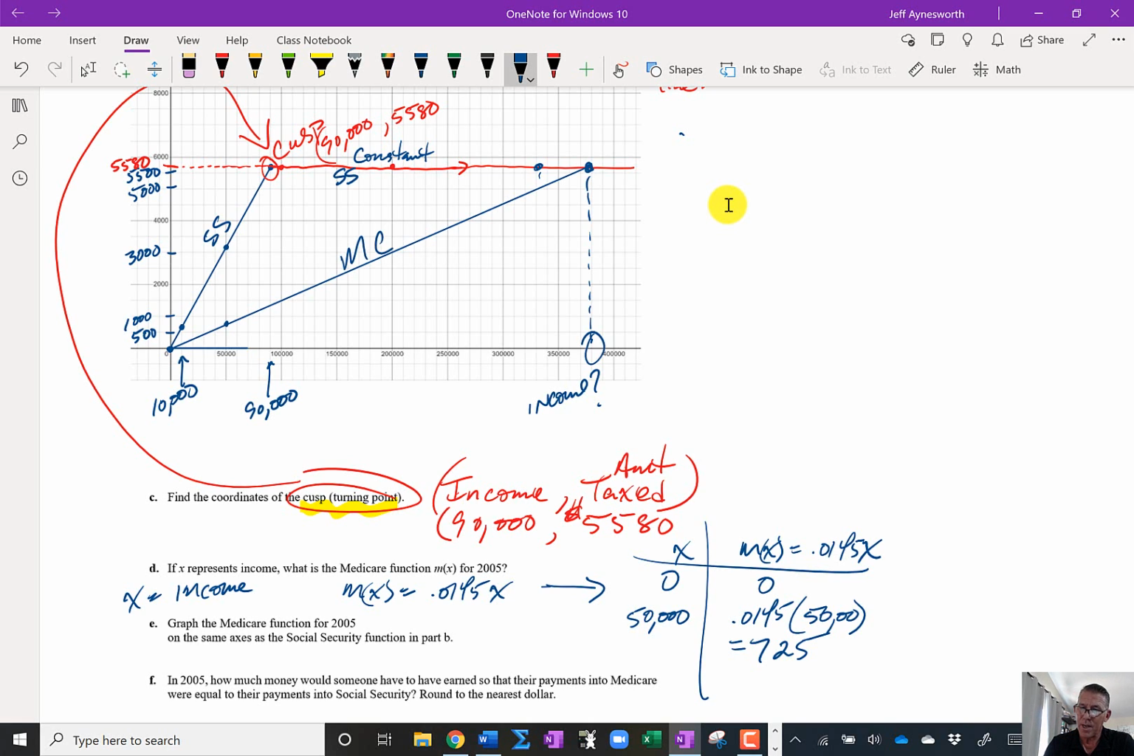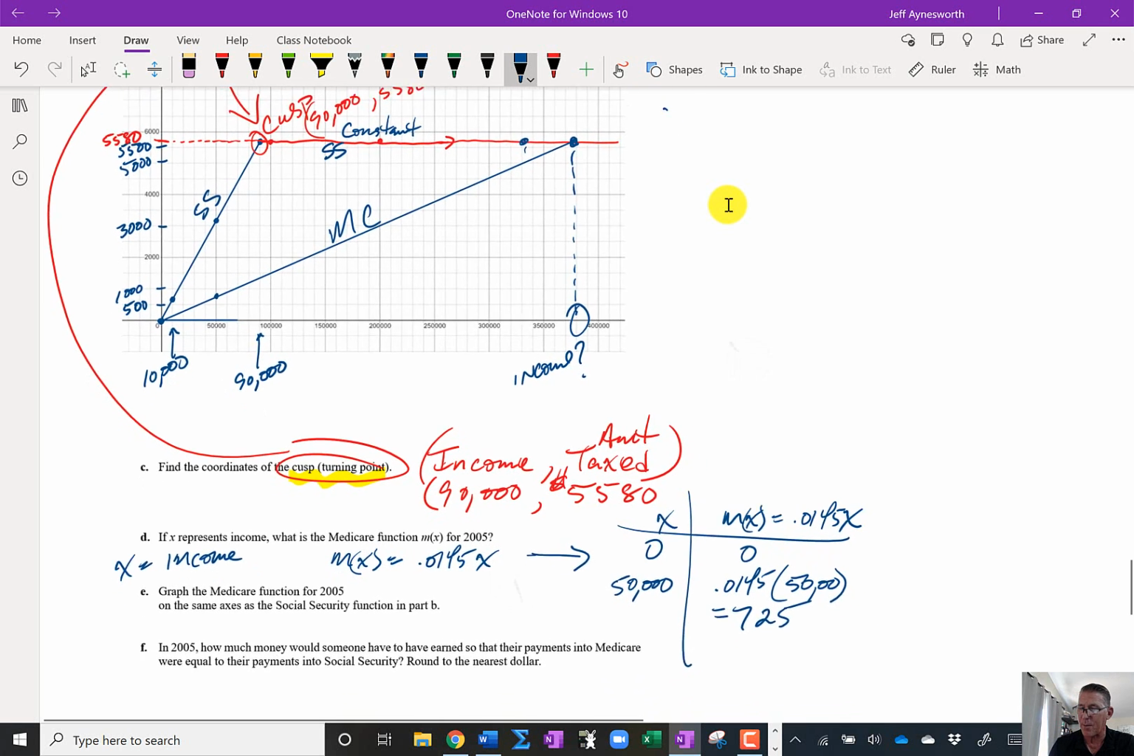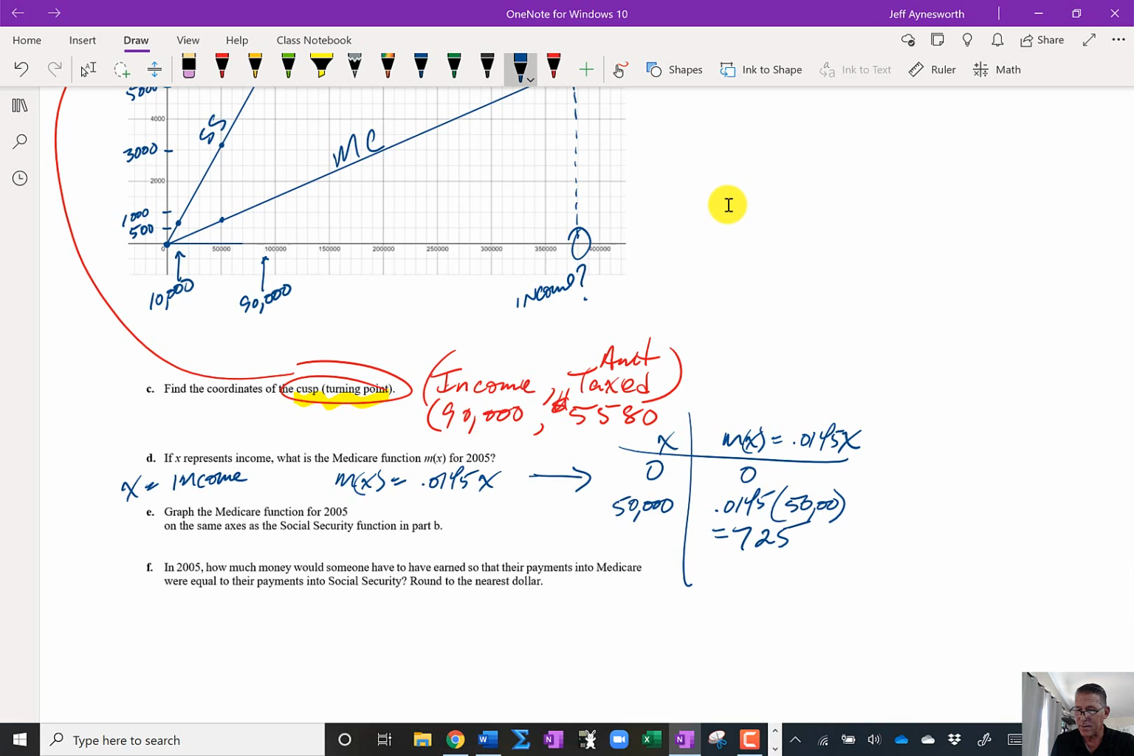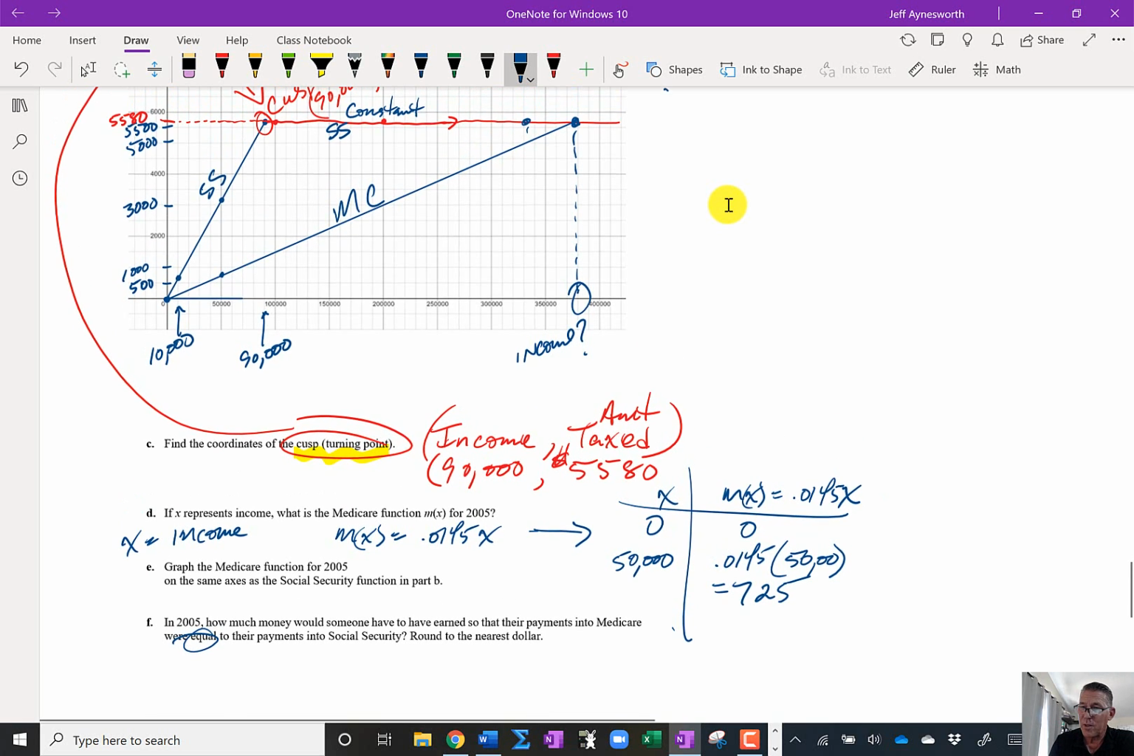Let's divide both sides by 0.0145 and let's see what we get. And I sure hope it's a number close to 400,000. It's between 350,000 and 400,000. Okay, so here we go. Let's do that in here. So let's take 5580 and let's divide it by 0.0145.